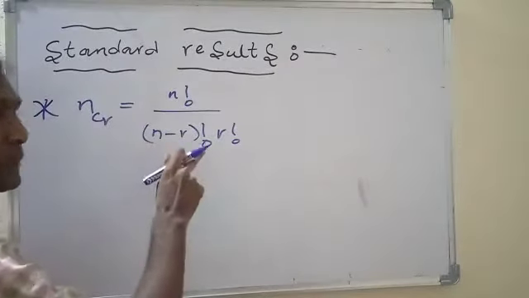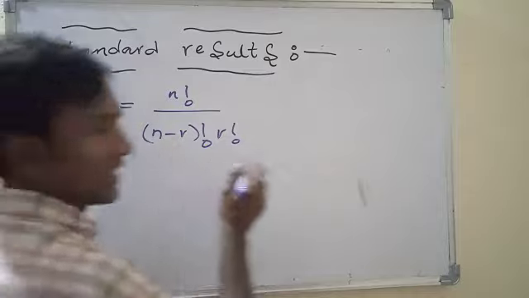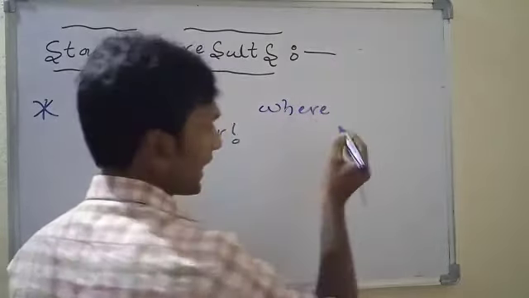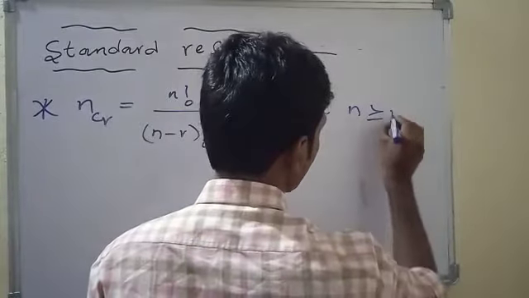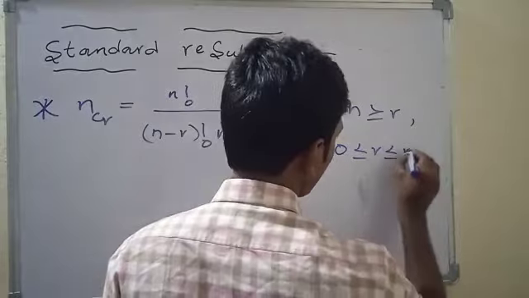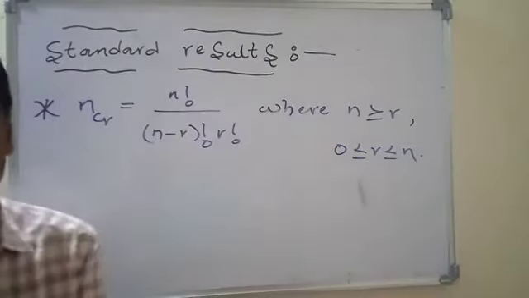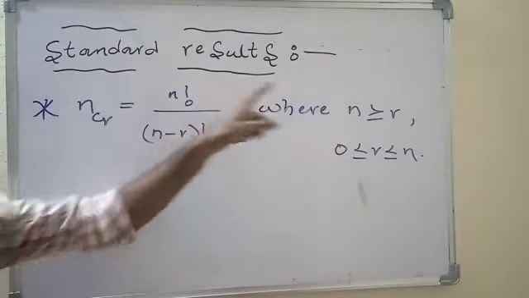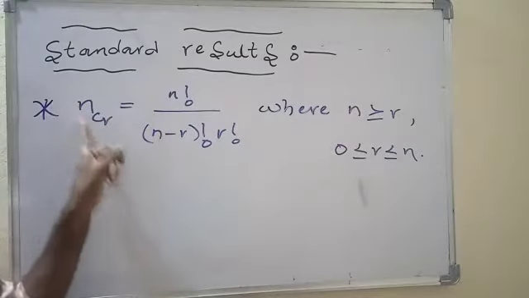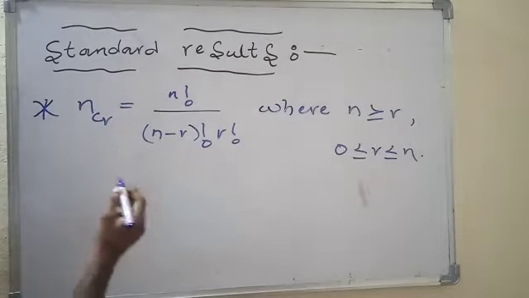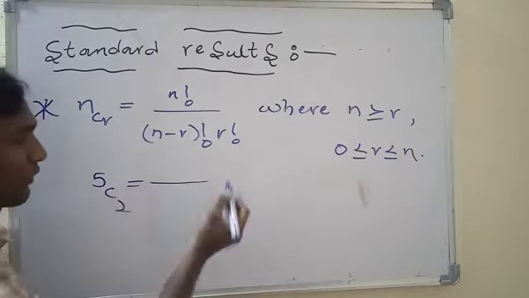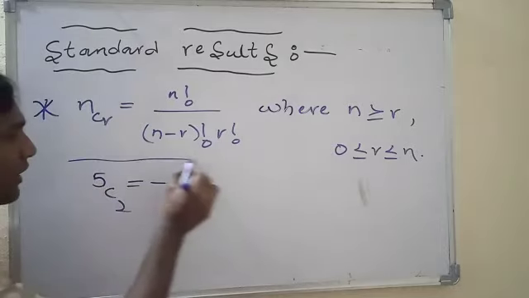But to apply this formula, to get the value of nCr, we have two conditions. First condition is n is greater than or equal to r. Second condition, 0 less than or equal to r less than or equal to n. These are the two conditions to apply this formula for finding the value of nCr. Suppose the given problem is like this. Find the value of 5C2.